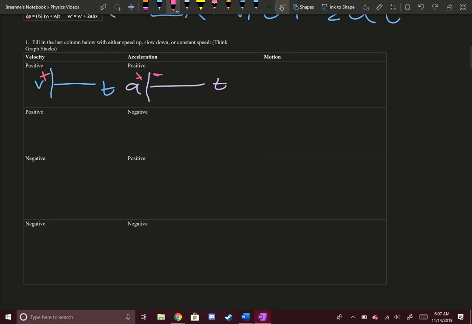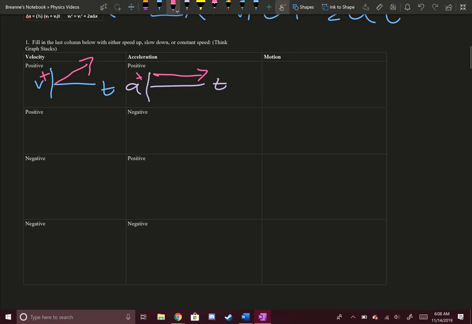But we know accelerations are just a straight line. Your accelerations will always be a horizontal line. Now your velocity can be horizontal or sloped. If you remember, your velocity slope is your acceleration. So if we have a positive acceleration, we're going to have a positive slope. So positive slope in the positive direction means our velocity numbers are getting bigger the longer it goes. So that means we are speeding up.